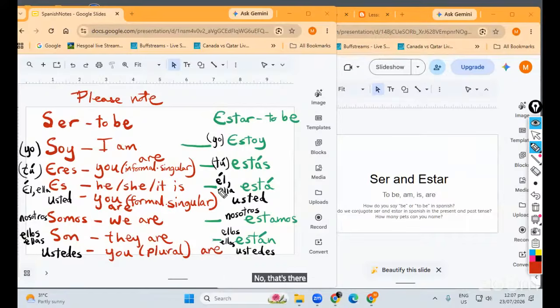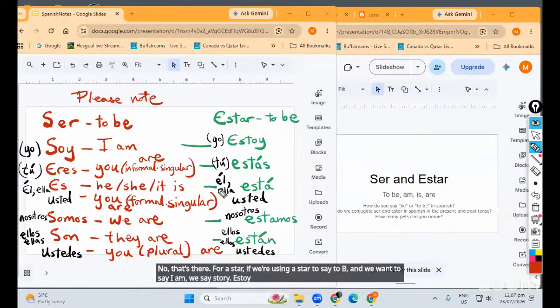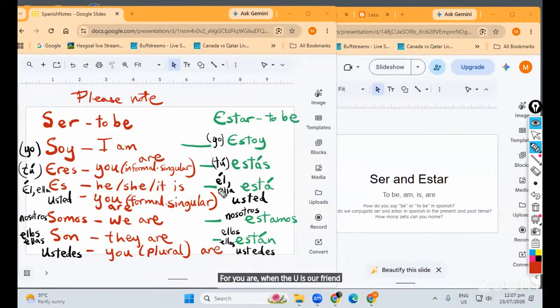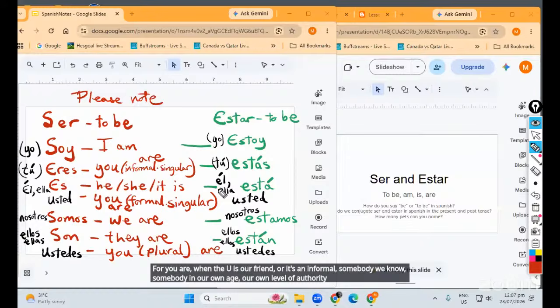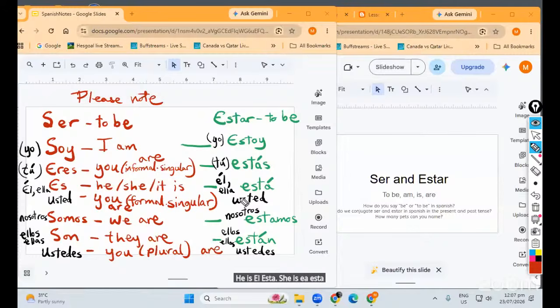For estar, if we're using estar to say to be, and we want to say I am, we say estoy. Estoy, right? Or we could say yo estoy. For you are, when the you is our friend, or it's informal, somebody we know, somebody on our own age, our own level of authority: tú estás. He is, él está. She is, ella está. You are, you being someone in authority or a stranger, usted está. Right? We are, nosotros estamos. They are, ellos están or ellas están. You all are, ustedes están.